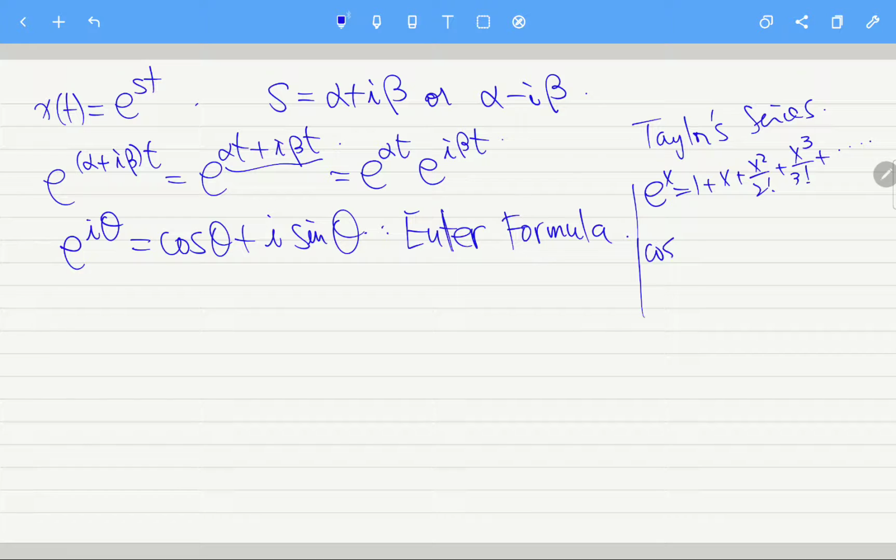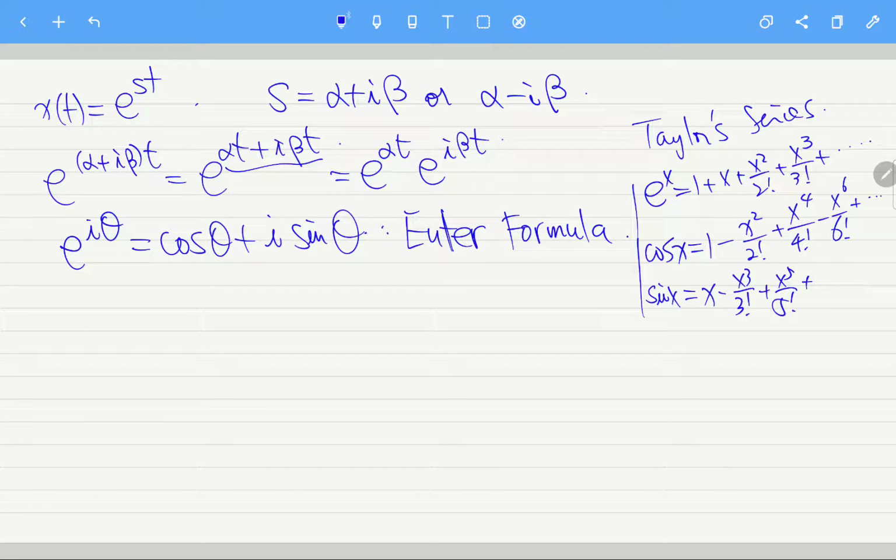And also cosine x is 1 minus x squared over 2 factorial plus x to the 4th power over 4 factorial minus x to the 6th power over 6 factorial plus dot dot dot up to the infinity. And sine x is x minus x cubed over 3 factorial plus x to the 5th power over 5 factorial minus x to the 7th power over 7 factorial plus dot dot dot.